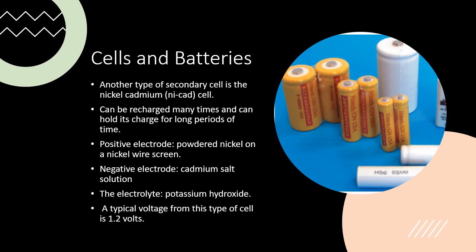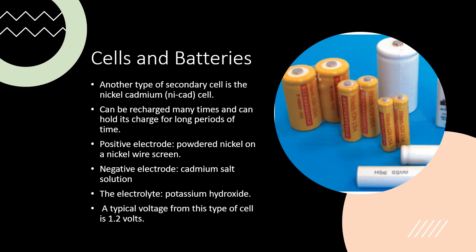Another type of secondary cell is the nickel-cadmium (NiCad) cell, as in figure. This is a dry cell that can be recharged many times and can hold its charge for long periods of time. It consists of a positive and a negative electrode, a separator, an electrolyte, and a package. The electrodes are comprised of a deposit of powdered nickel on a nickel wire screen, which is coated with a nickel salt solution for the positive electrode and a cadmium salt solution for a negative electrode.